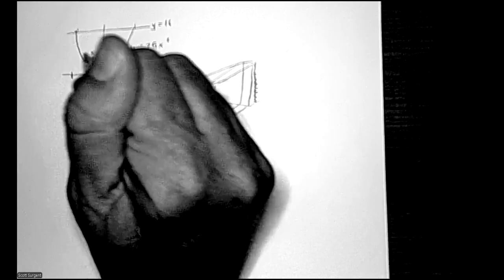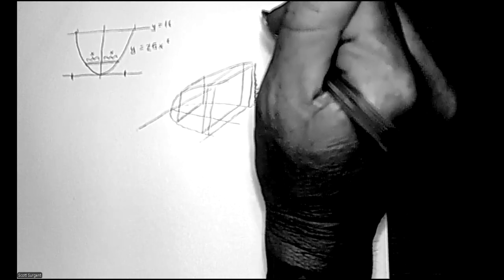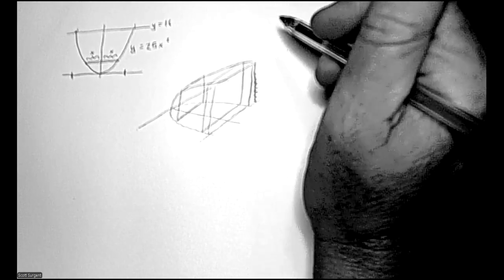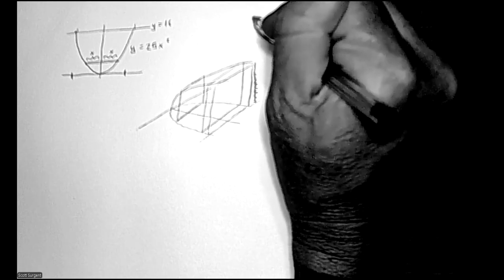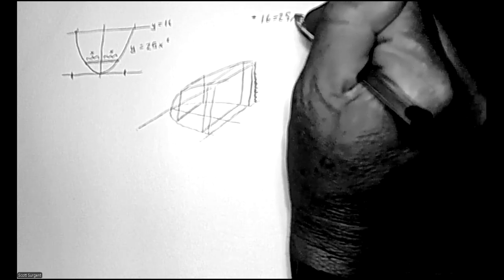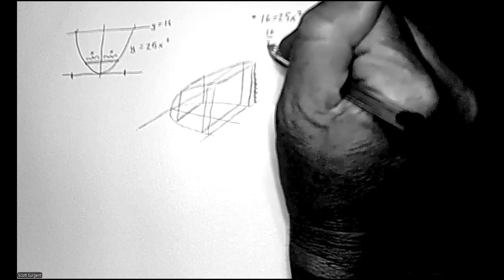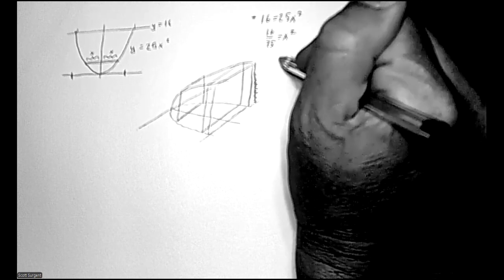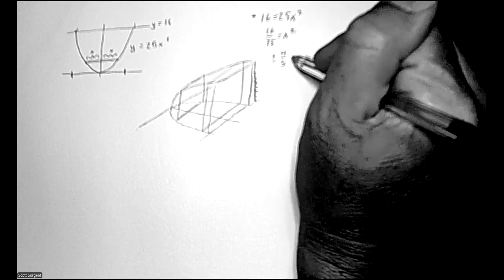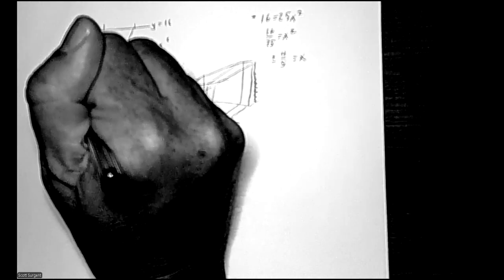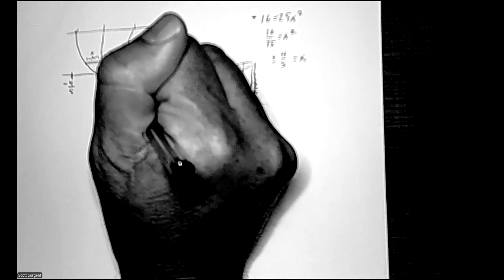First of all, let's get the bounds. I need to figure out where they cross each other, so set them equal to each other. 16 equals 25x squared. Divide by 25, and x is plus or minus 4/5. So back here at negative 4/5, positive 4/5.